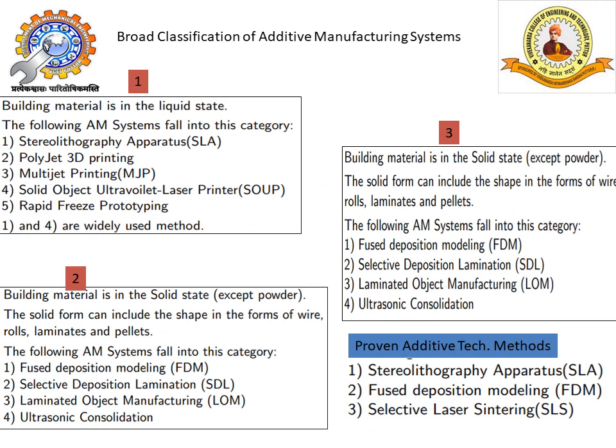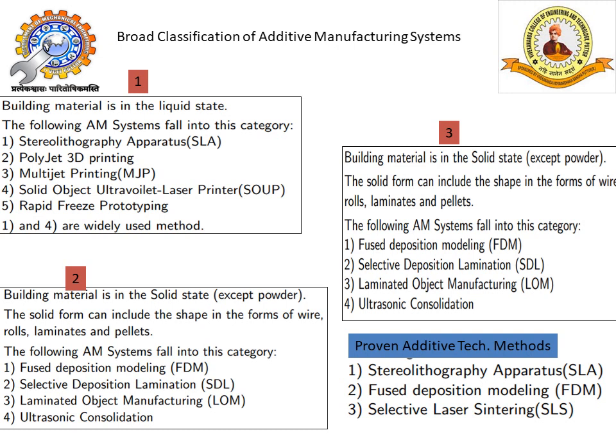That is the broad classification. Again, I can go into details of the methods or techniques which are used under this classification. Classification number one is where the build material is in the liquid state. The following additive manufacturing systems fall into this category.